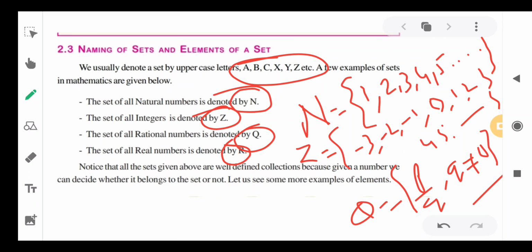In the integers, 0 is actually neither positive nor negative, but we can consider it in both cases, because 0 is also an integer. Minus 1, minus 2 are negative, plus 1, plus 2 are positive. So like this we can define them.